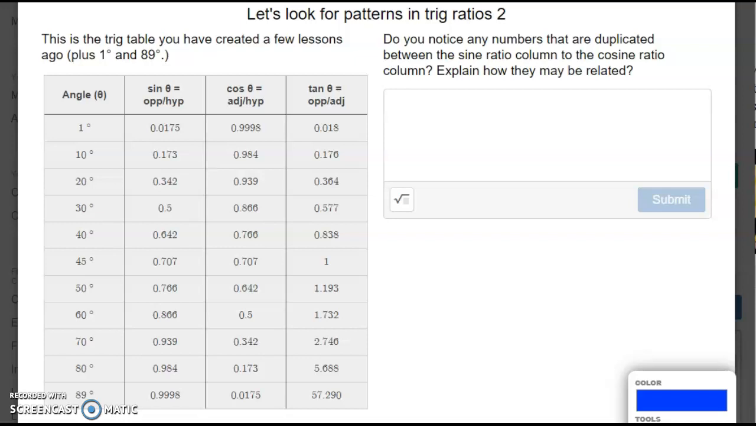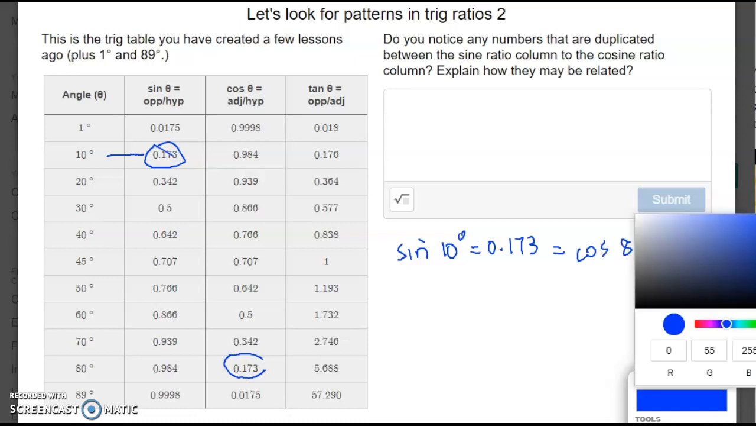Okay, so if I look at 0.173, where do I see 0.173 in cosine? It's right there, for 10 degrees. Sine of 10 degrees is 0.173, but it is also cosine of 80 degrees. Okay, let's try another one.